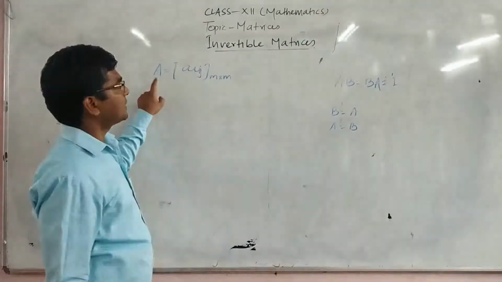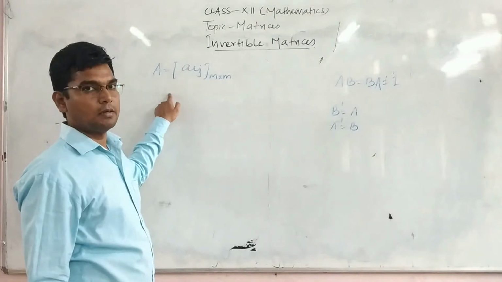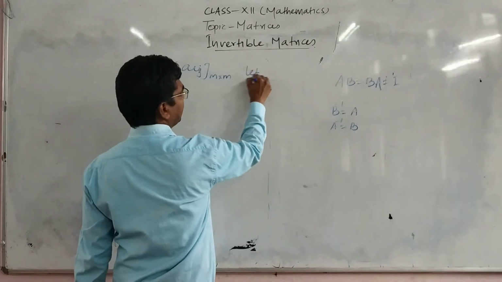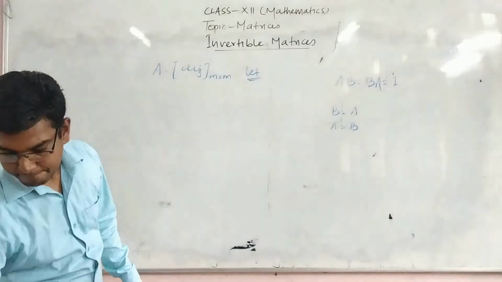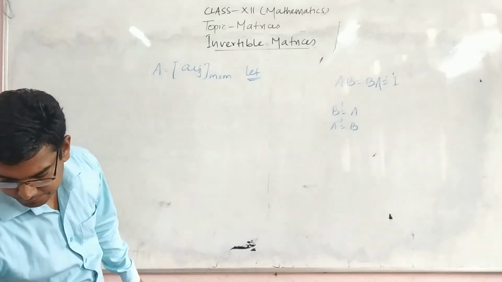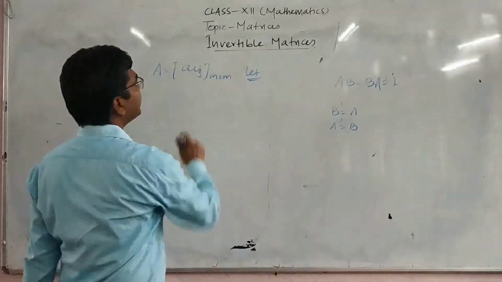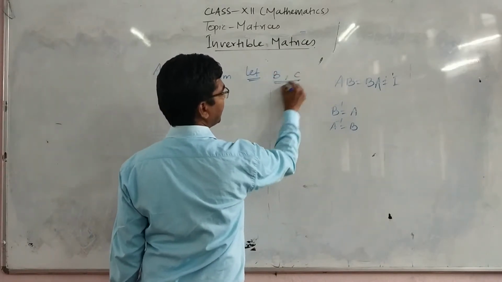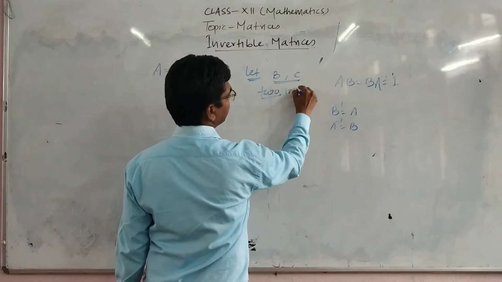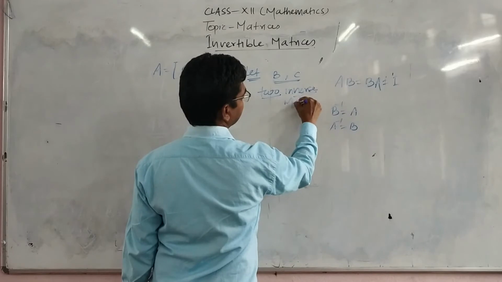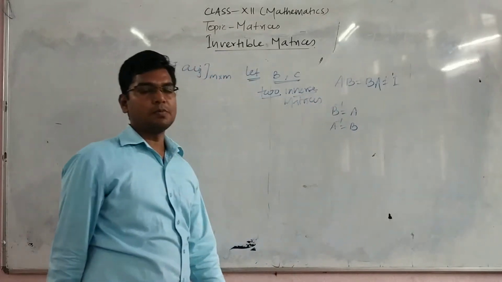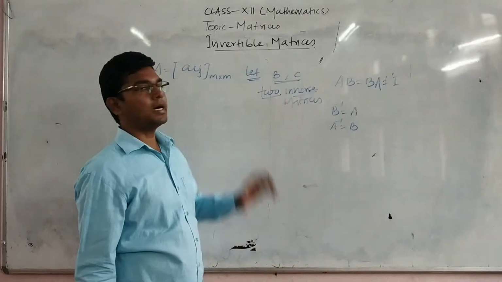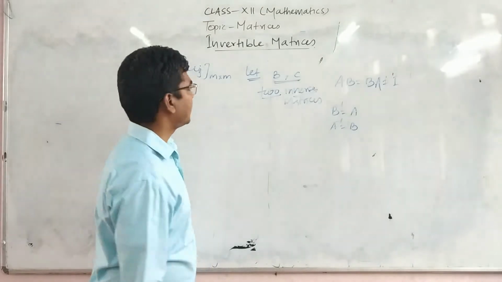Now we will show that this matrix has one and only one inverse, right? So let this matrix have two inverses, B matrix and C. There are two inverse matrices, if possible, right? Now we will show that actually these two are the same matrix, right?